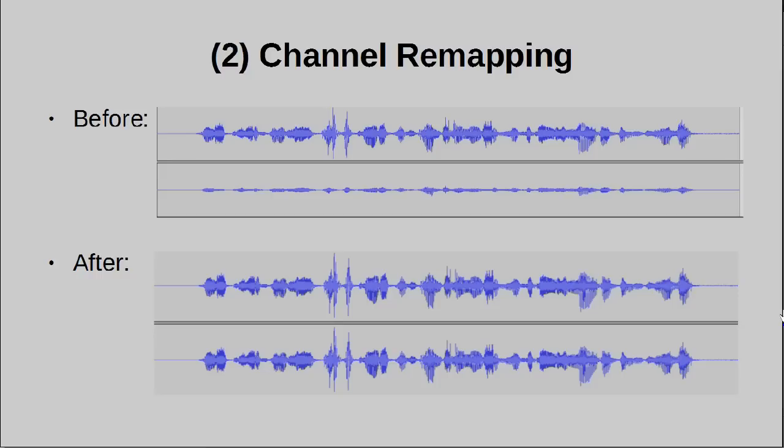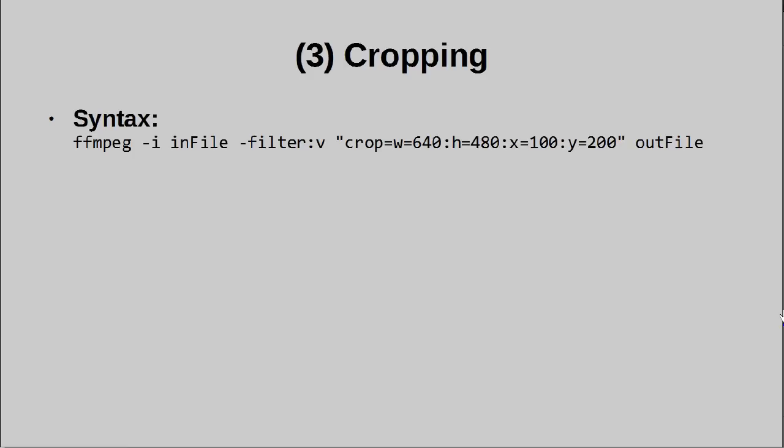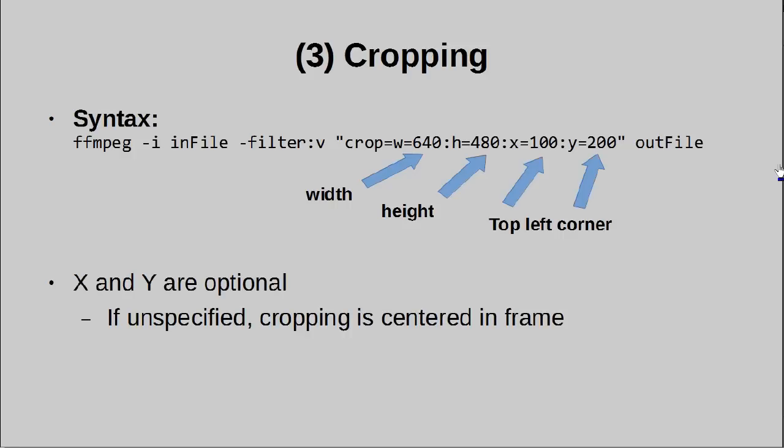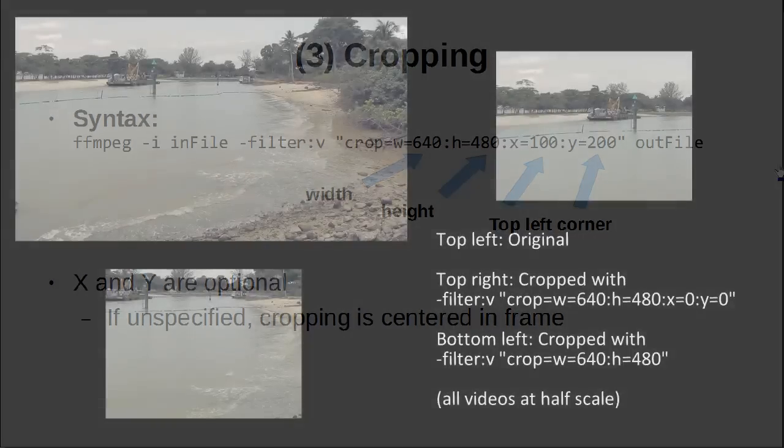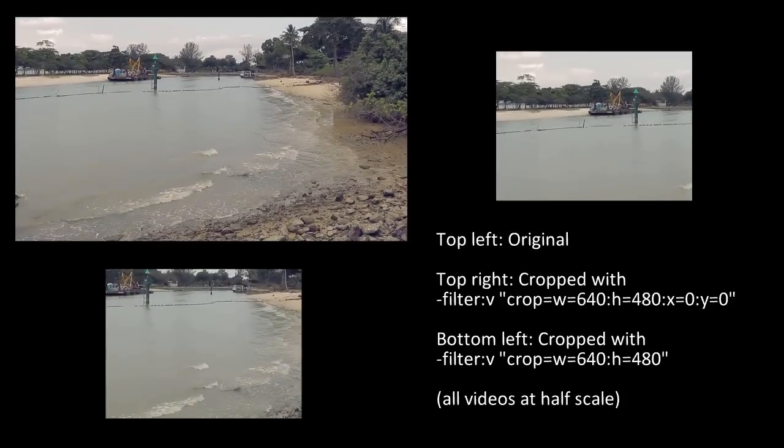Let's move on to the video filters. First, cropping. The syntax looks like this. Notice how we say filter:V because we now want to target video. We then say crop and specify up to 4 parameters. The first two are width and height, which specify the width and height of the output. The two remaining parameters are optional and they specify the upper left corner of the cropping. If unspecified, the cropping is centered.